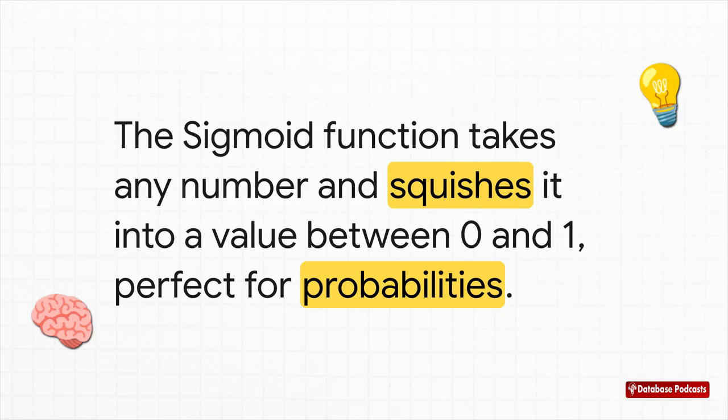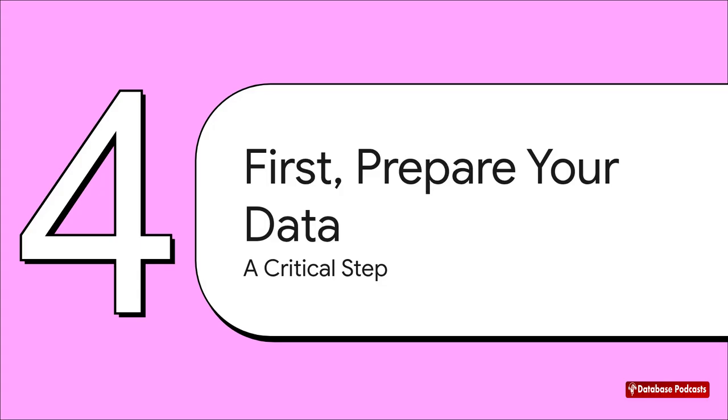And why is that useful? Because now you have a probability. A result of 0.9 could mean there's a 90% chance that the answer is yes. So we've got these two powerful techniques, but before a neuron can learn a single thing, we have to do what is maybe the most important step in this entire process. We've got to prepare the data.